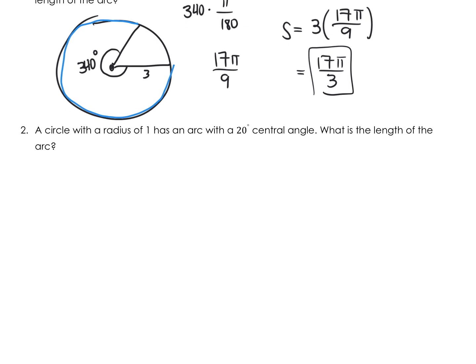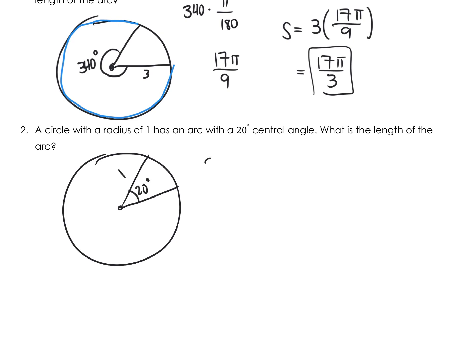A circle with a radius of 1 has an arc with a 20-degree central angle. What is the length of the arc? I have my radius of 1, my angle of 20. So I have to do 20 times pi over 180, and we're going to get pi over 9. So we have 1 times pi over 9, which is just pi over 9.